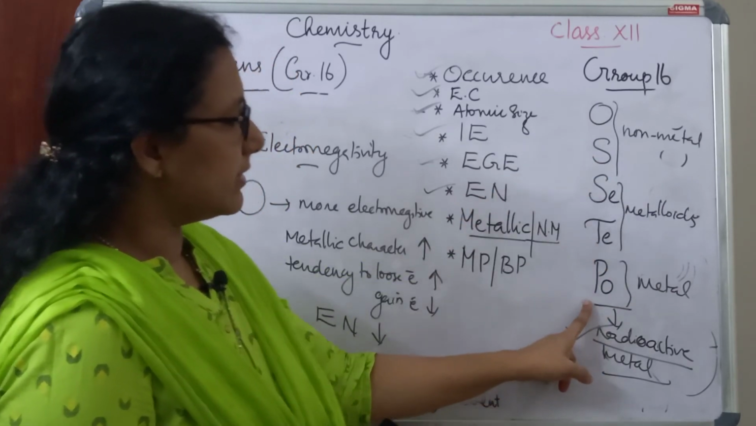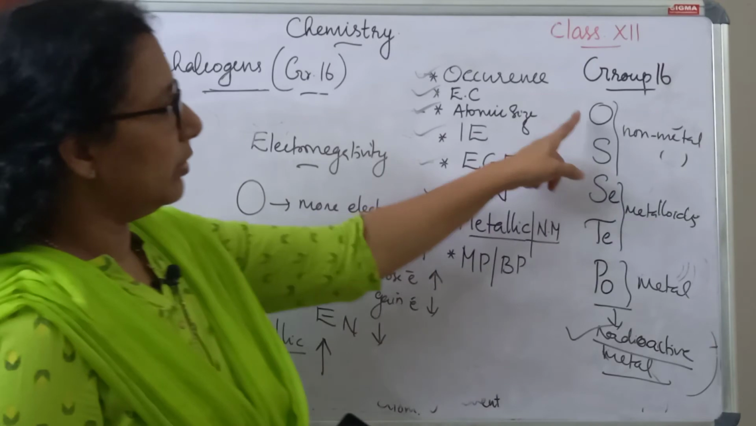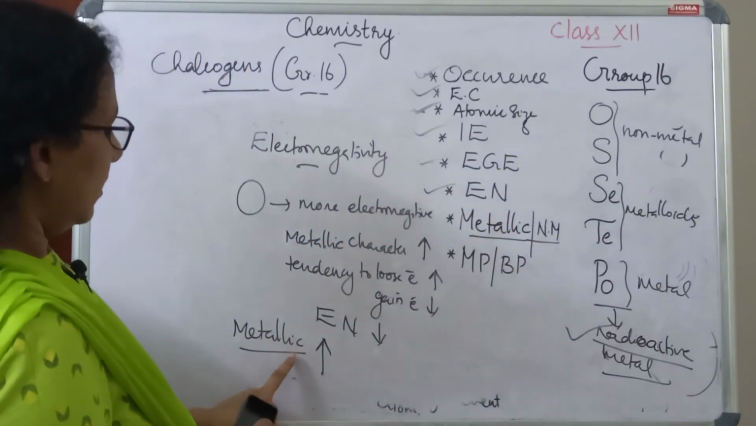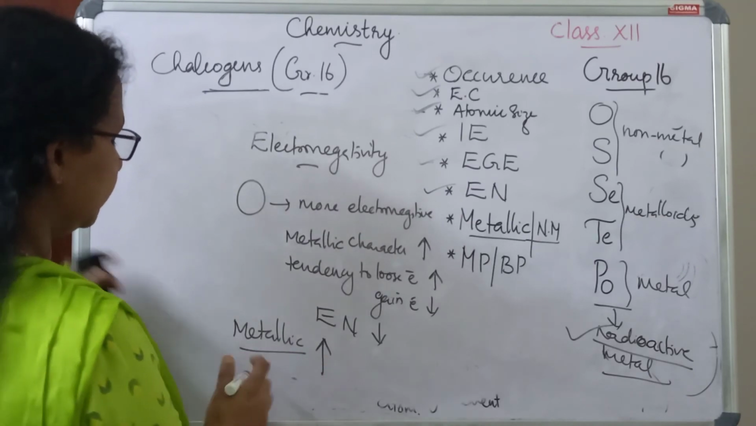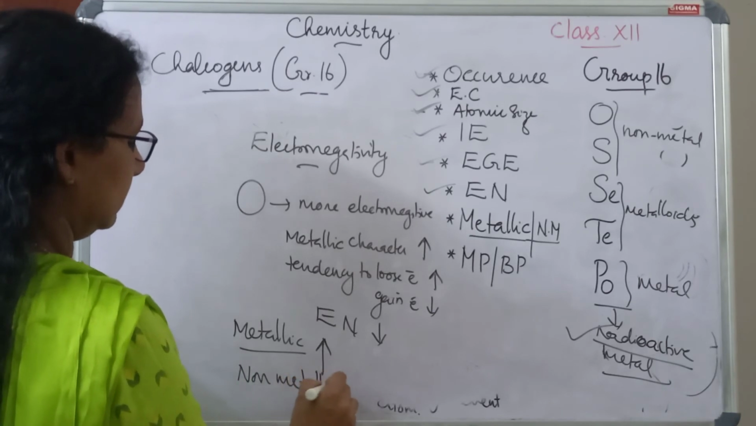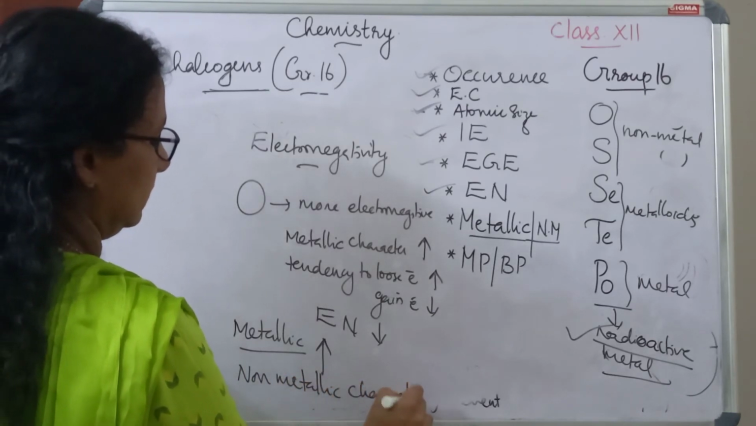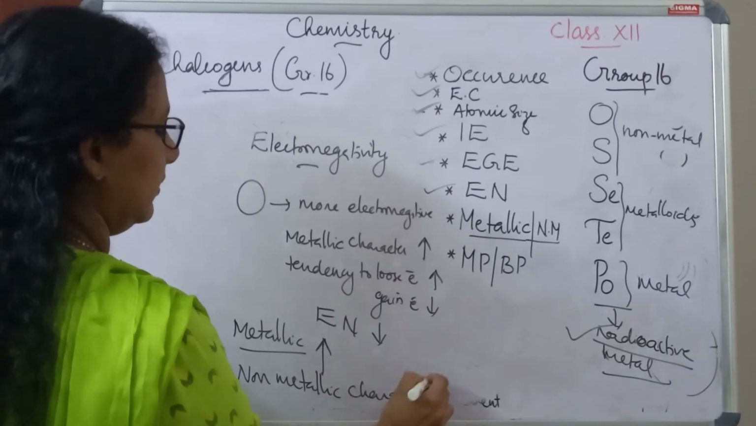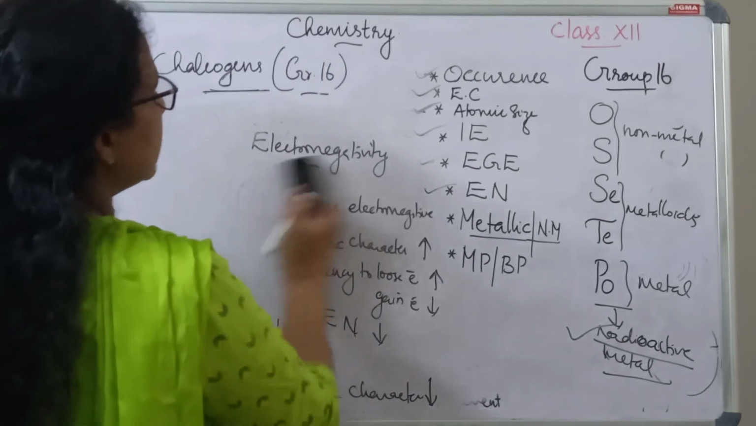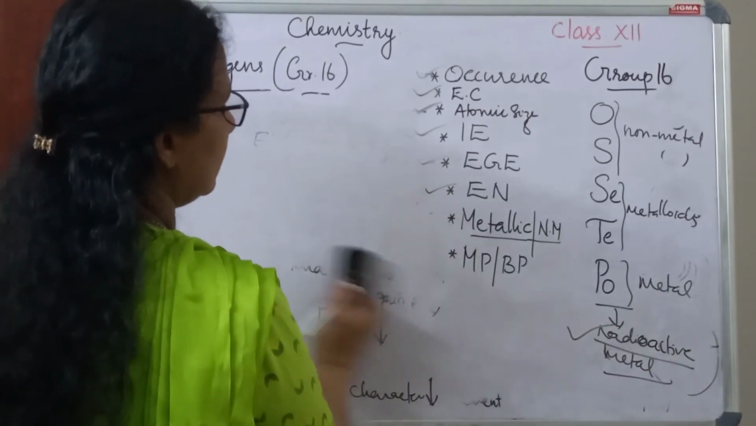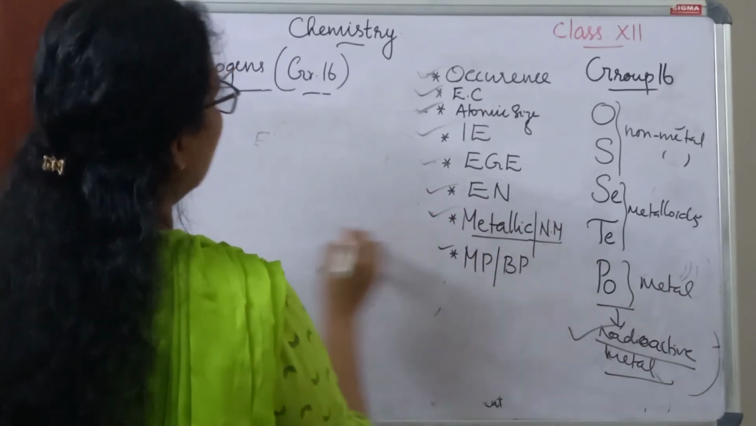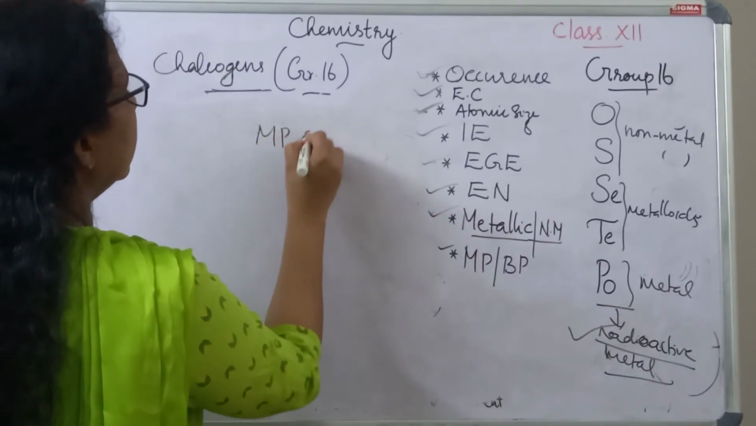Metallic character increases down the group, and non-metallic character decreases down the group. That is the point. Then the next one is melting point and boiling point. So what about the melting point and boiling point?